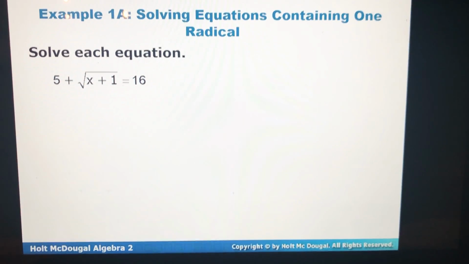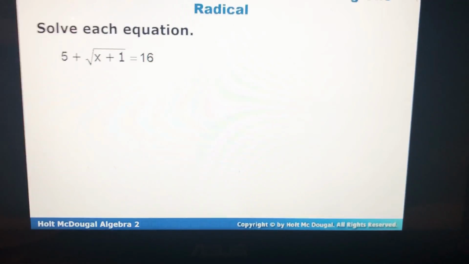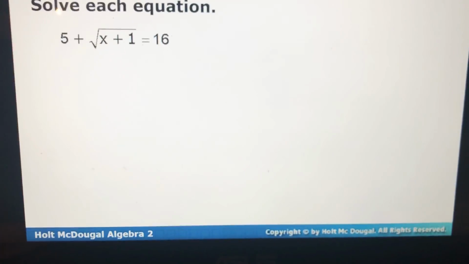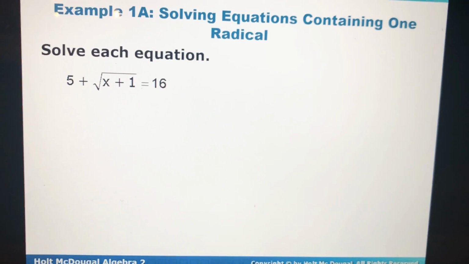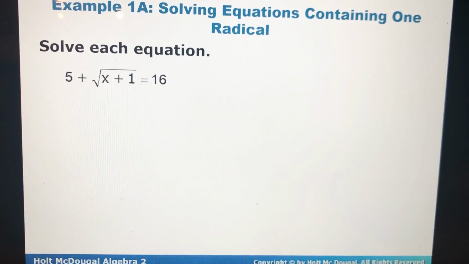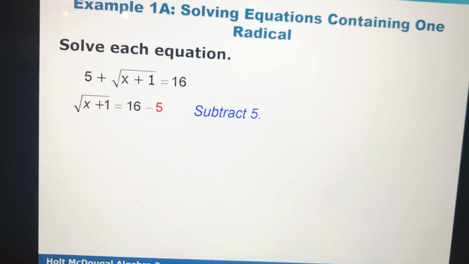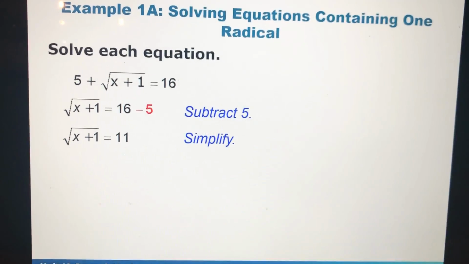So today we're going to be solving equations containing radicals, okay? In this particular equation, the first thing you have to do is make sure you isolate the radical, right? To get your radical by itself here, we're going to be subtracting the 5 to the right side, right? So that gives you the radical x plus 1 equals 11, right?